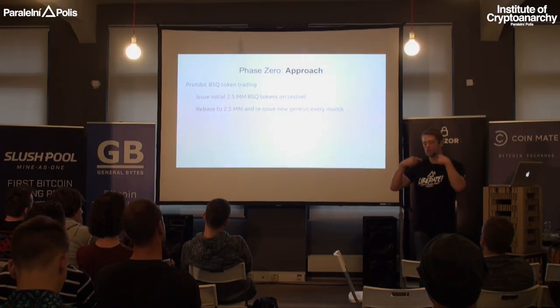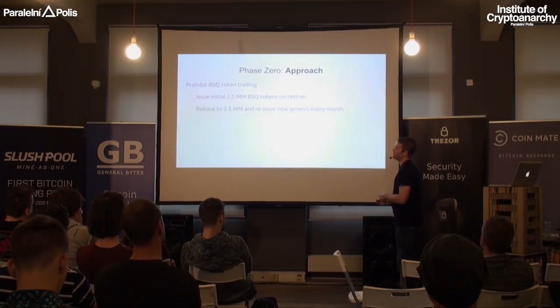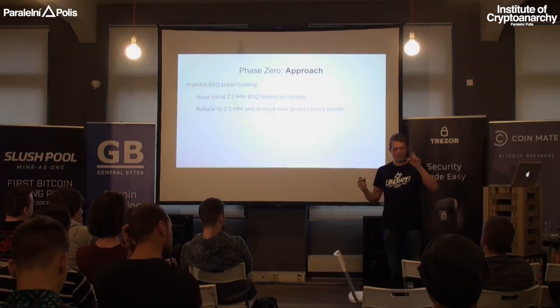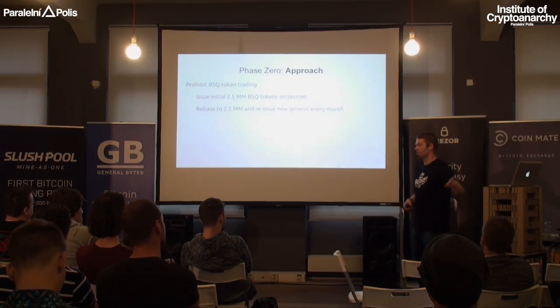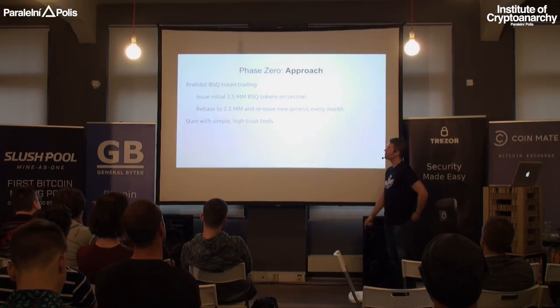So we're actually going to issue Genesis distributions every month, rebasing them back to that 2.5 million. One, it's good practice, right? But two, it really ensures that the token has no value, right? We also release a new version of Bisq that treats that new Genesis distribution as the Genesis block, right? Every month. Right, so that's all for the purpose of prohibiting trading.